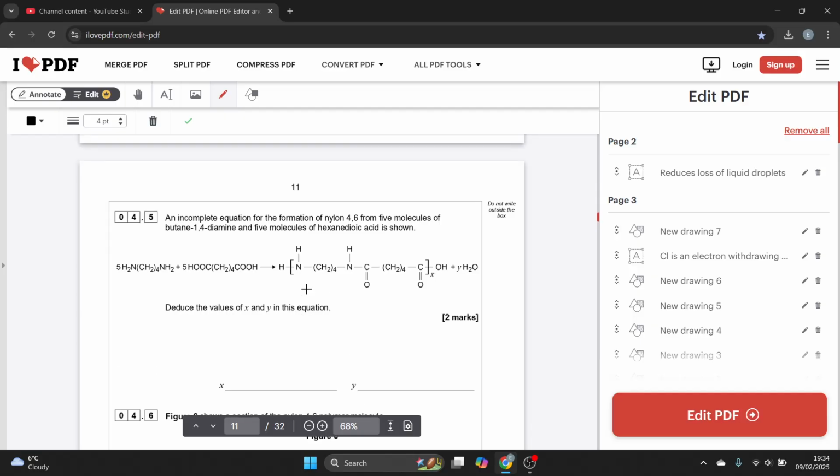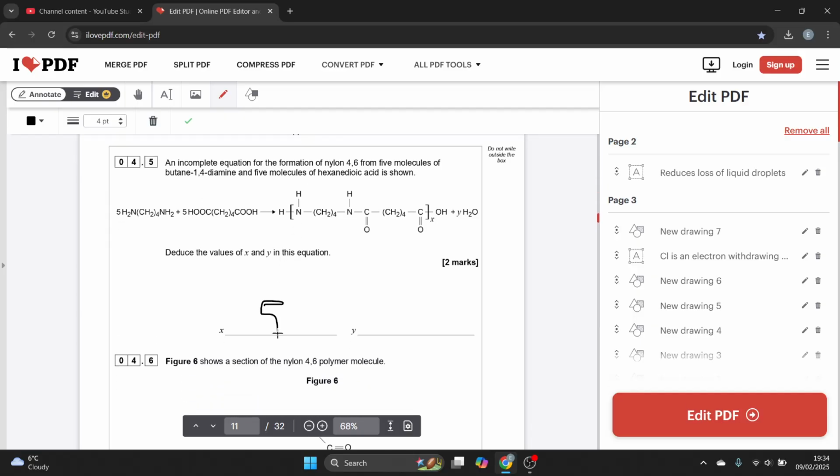Deduce the values of x and y in this equation. x is equal to 5, y is equal to 9. Just balancing it out really. 5 here, and y is going to be 9 H2Os.